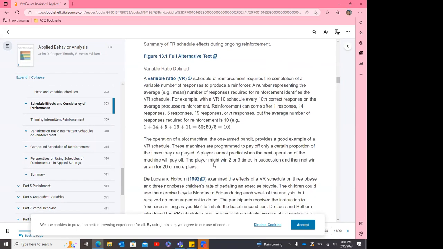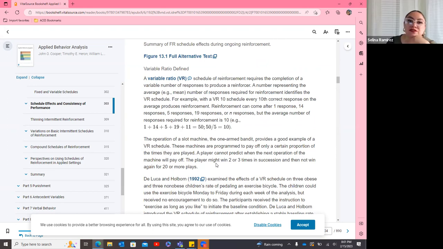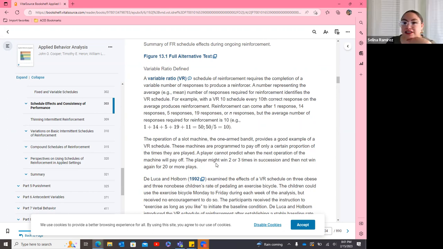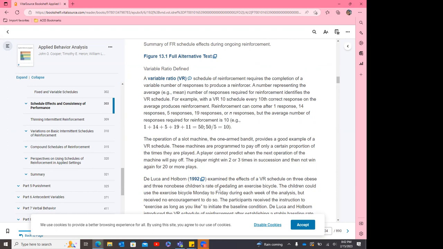So the pause is the time between the last reinforcer and the next one, right? Between the previous reinforcer and the next SD. Yeah, or the next reinforcement opportunity. Yeah. Okay.